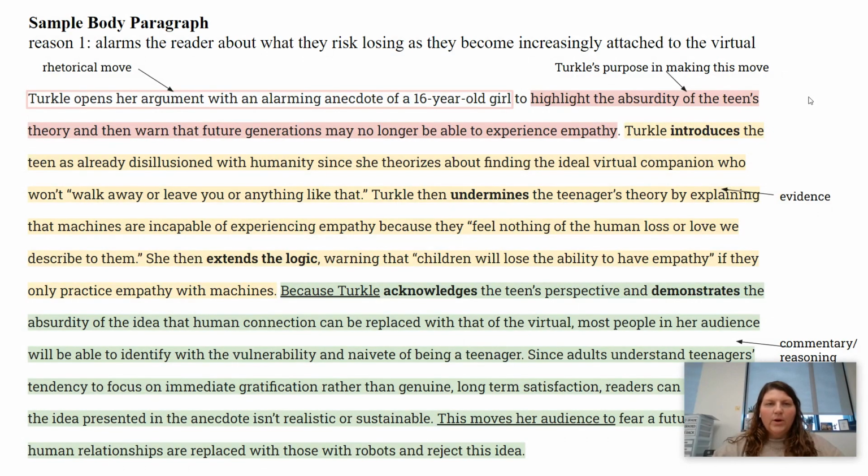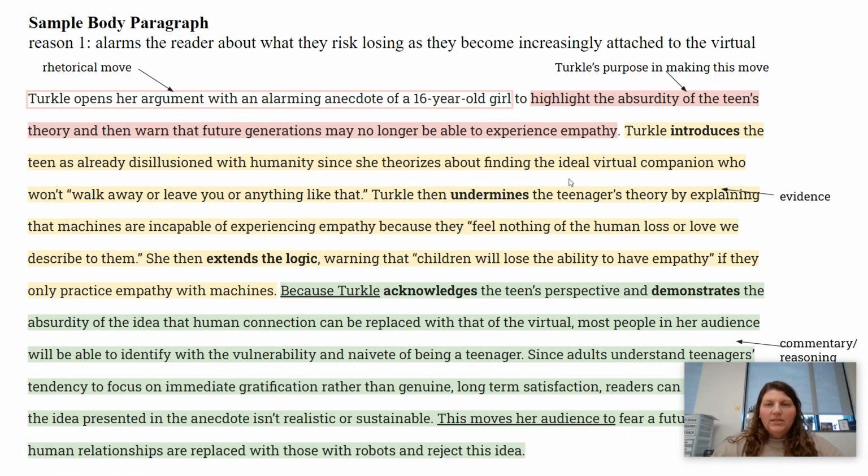For my evidence, where I am proving that she does this, Turkle introduces the teen as already disillusioned with humanity since she theorizes about finding the ideal virtual companion who won't walk away or leave you or anything like that. So I'm using a rhetorically accurate verb. She introduces this quote, or she introduces this anecdote.